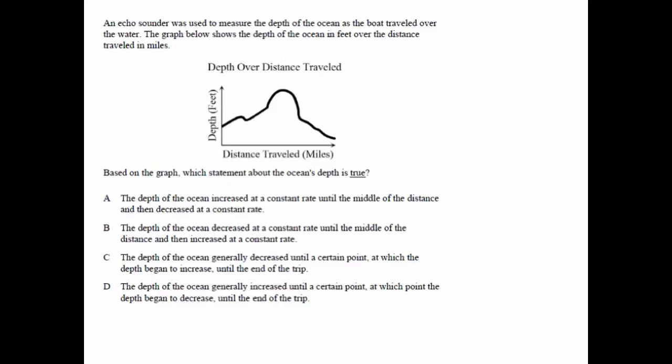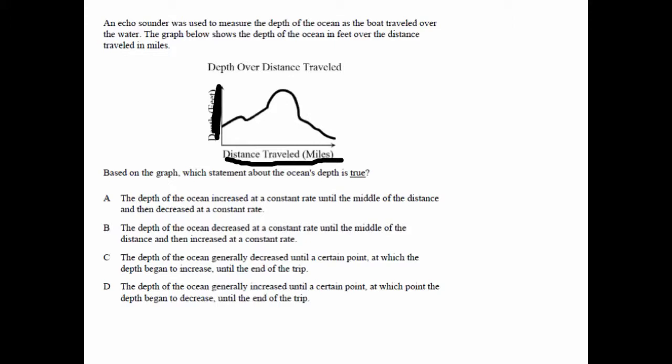Let's move on. Okay, guys, go ahead and draw this graph very roughly on your page. We're going to try to break it down a little bit. I'm going to go ahead and read it for you. An echo sounder was used to measure the depth of the ocean as the boat traveled over the water. The graph below shows the depths of the ocean in feet over the distance traveled in miles. So I'm comparing depth to distance traveled.